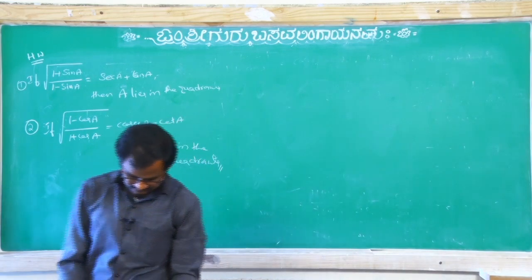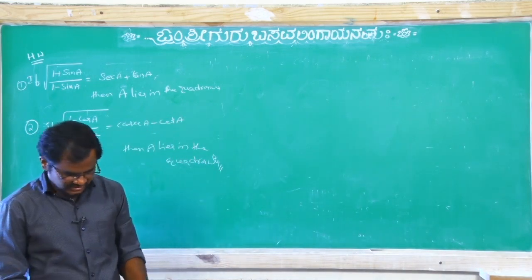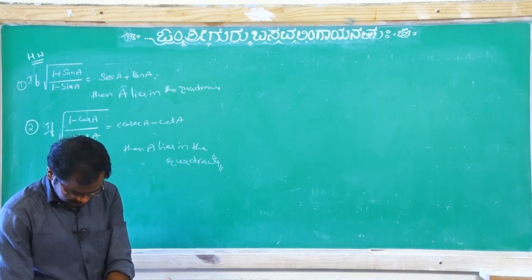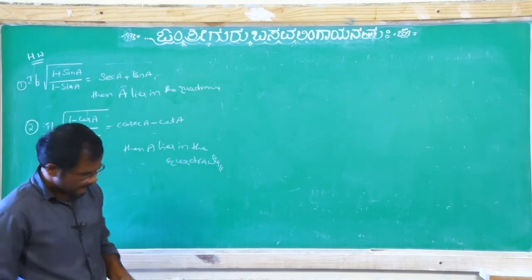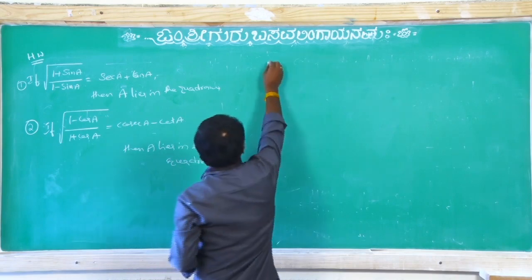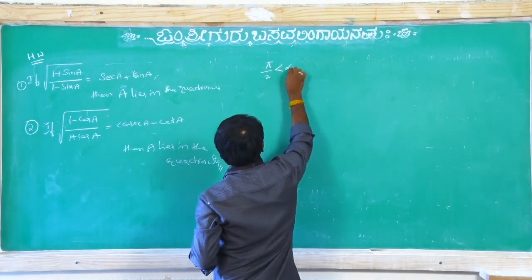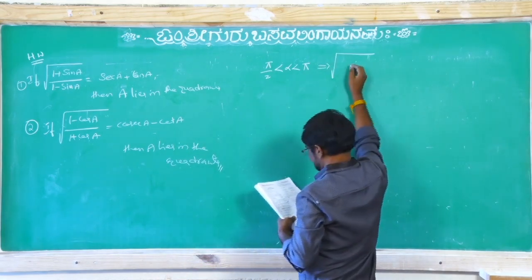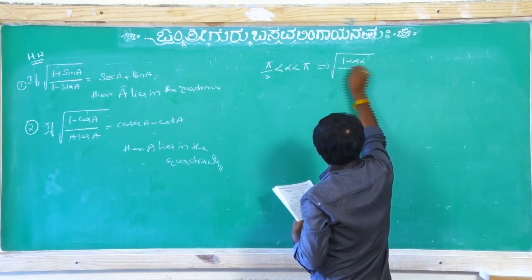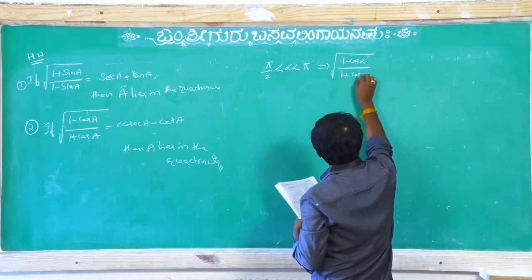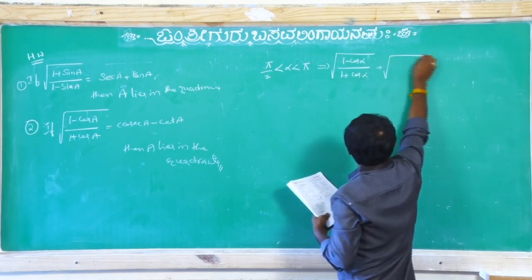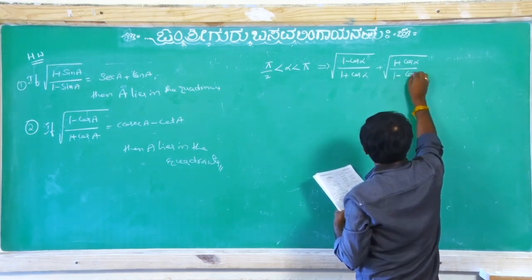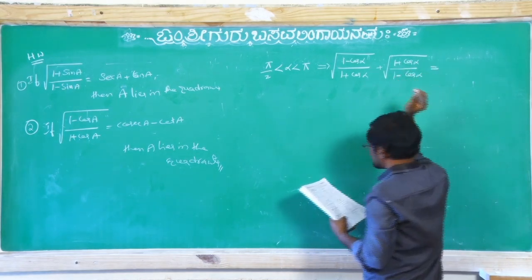Next, same, if you extend this problem like this, they will ask. Here see one problem. Pi by 2 less than alpha less than pi, then root of 1 minus cos alpha by 1 plus cos alpha plus root of 1 plus cos alpha divided by 1 minus cos alpha equal to options.